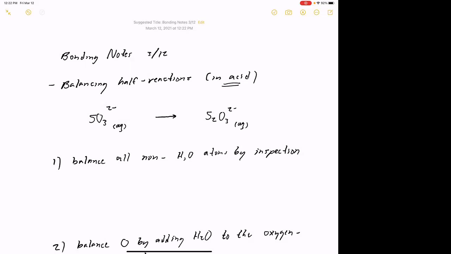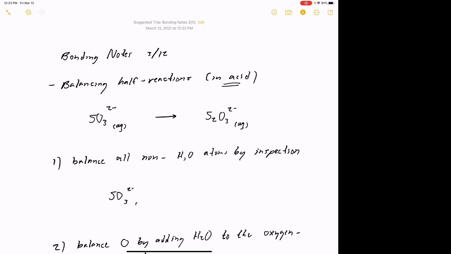Keep it simple. What I've given you here is an example of a half reaction: SO3^2- going to S2O3^2-. So basically two polyatomic ions. I'm going to take you through the process step by step. I have each step written out, and under each step I've got some space. I'm going to write out the half reaction there, just as I have it here.